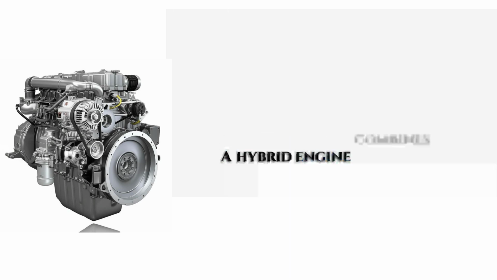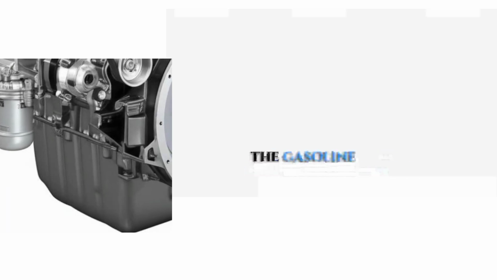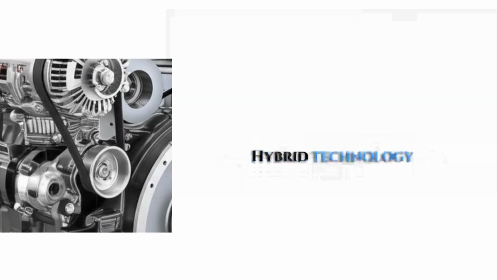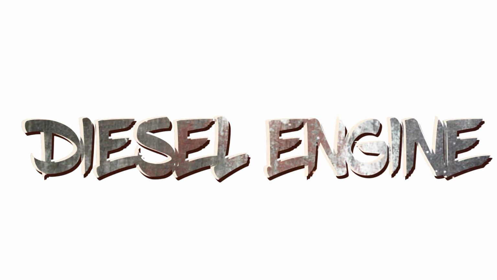A hybrid engine combines a traditional gasoline engine with an electric motor. The system switches between the two or uses them together depending on driving conditions. During slow driving or city traffic, the electric motor may power the car, helping save fuel. On highways or during acceleration, the gasoline engine provides additional power. Hybrid technology became popular as car makers searched for ways to reduce fuel consumption and emissions.